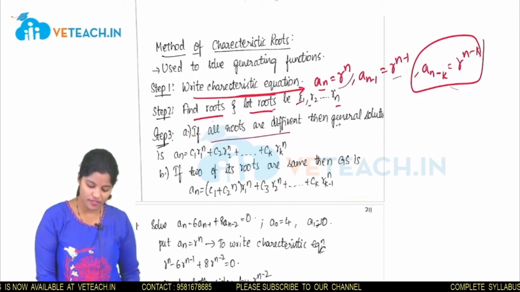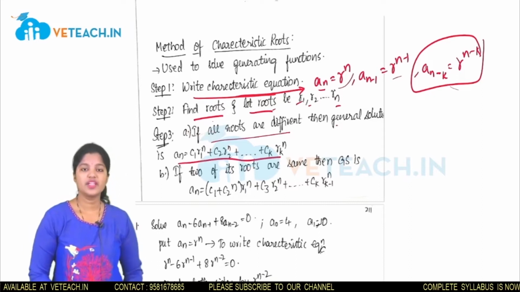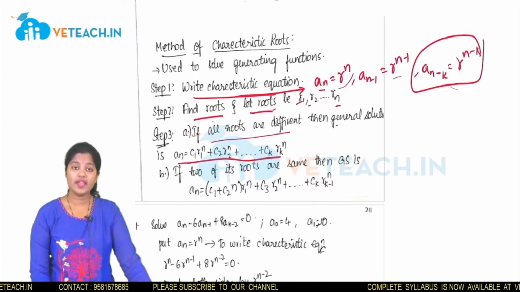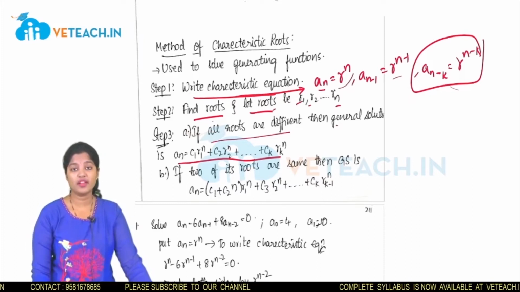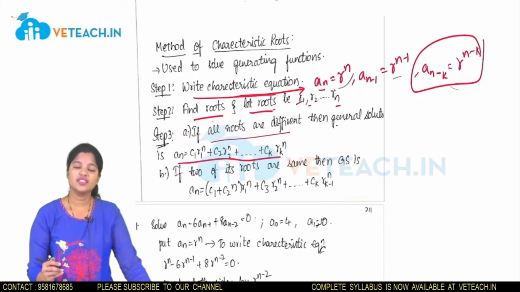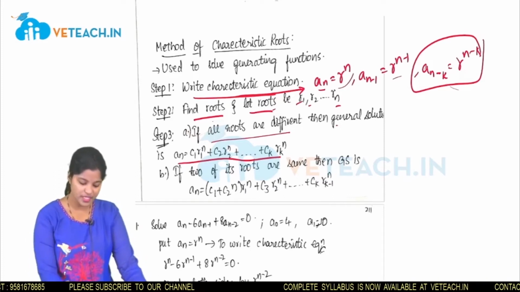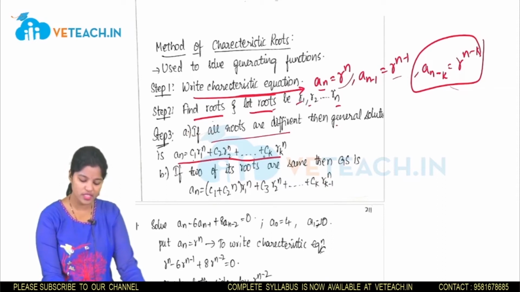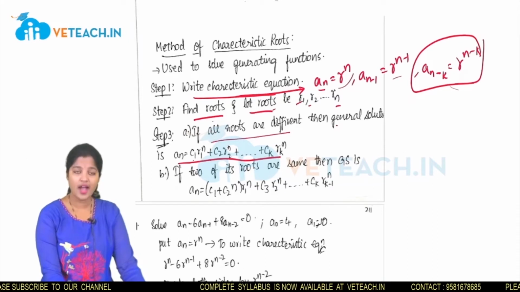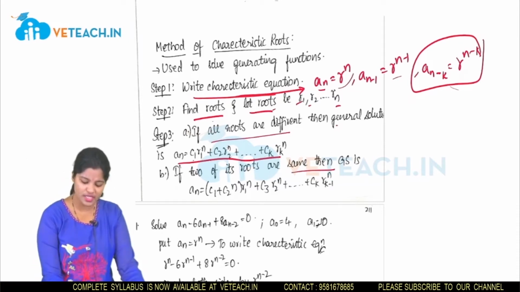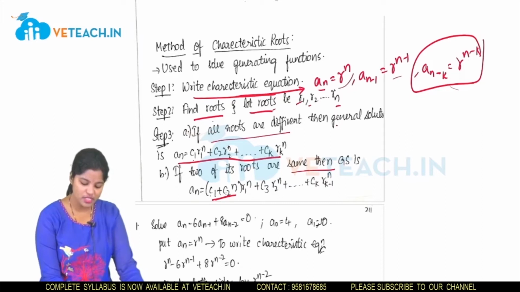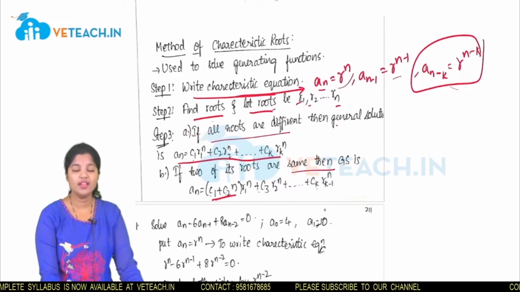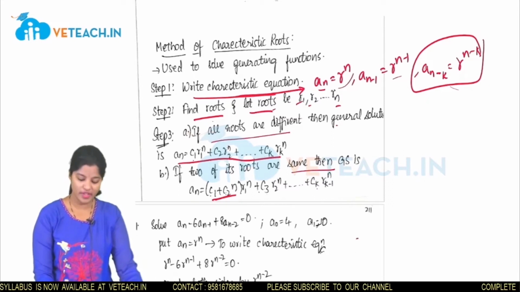Next, if all the roots are different, then the general solution is the same as in M1 maths, where you used the PI and CF values, the complete function of particular integral and general solution. You will solve it the same way here. So a_n = C1 r1^n + C2 r2^n + C3 r3^n and so on up to Ck rk^n. If two roots are the same, then a_n = (C1 + C2 n) r1^n + C3 r2^n and so on up to Ck r(k-1)^n.